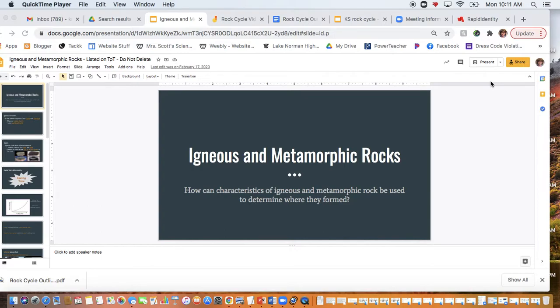All right, today we're going to look specifically at igneous and metamorphic rocks. Remember, the rocks are classified based on how they're made, not what they're made out of. So we're going to look at both of these in a little more detail because there are different types of each of these rocks.